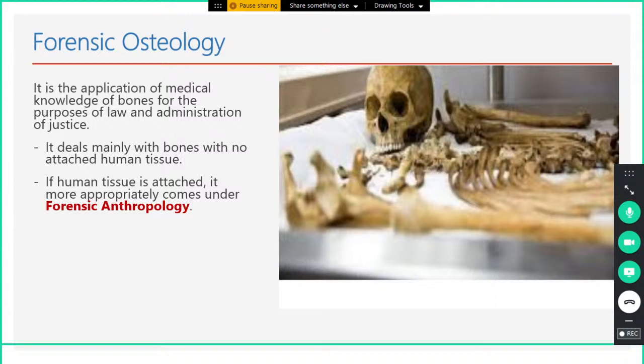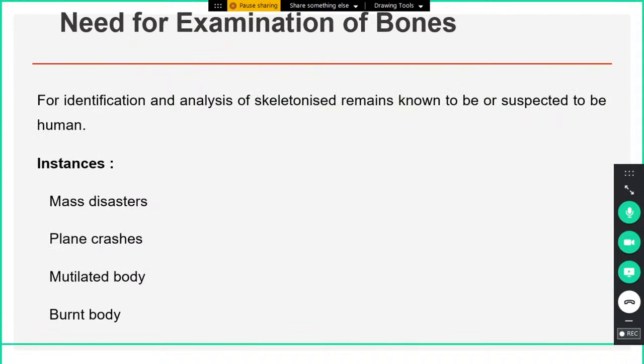What is forensic osteology? It is the application of medical knowledge of bones for the purpose of law and administration of justice. So any human bones with the human tissue attached with it is called forensic anthropology.